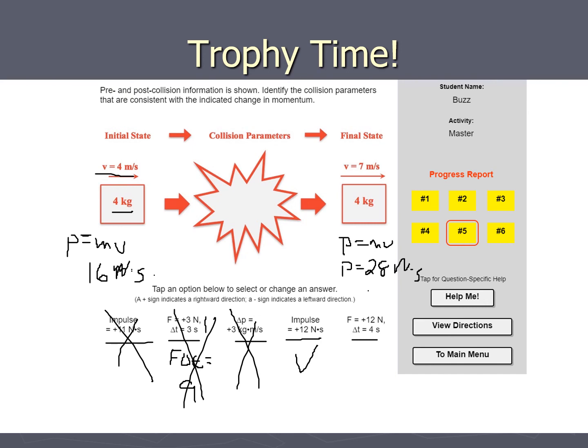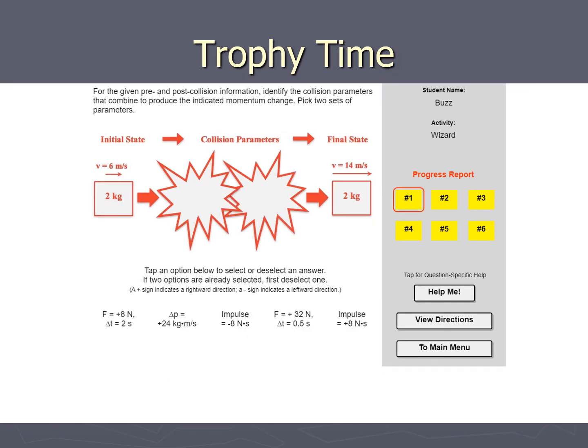And it can't be this one because this is actually a change of 48. So what you have to do is find the momentum that's going to go here that is going to be combined to this to make it equal this. 16 plus 12 equals 28. That's it. You will need both the F delta T and P equals mv equations. So then of course it's going to get a little bit harder because then it says what 2 things do you need? But the process is still the same.